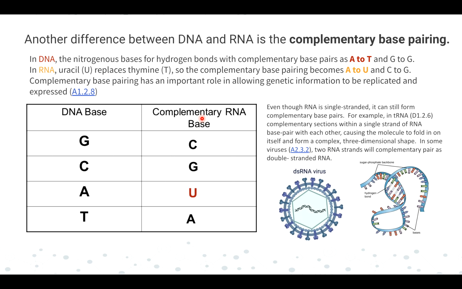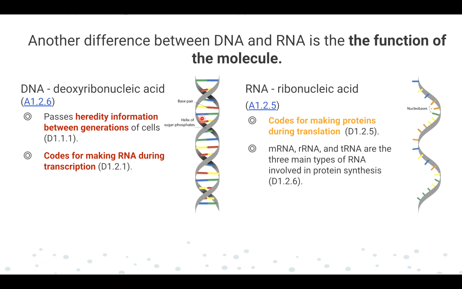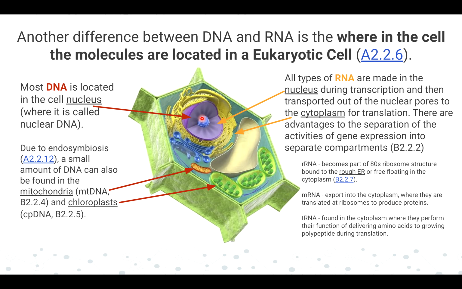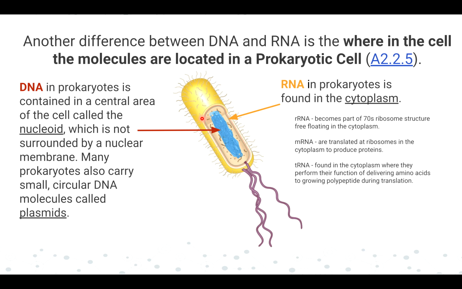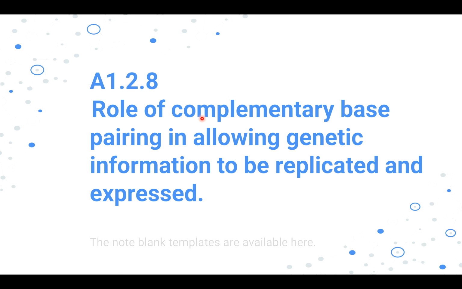Sixth, complementary base pairing you can discuss. Seventh, function. DNA helps in passing the information and making RNA. RNA function is to make protein. Another difference is DNA is present in cell organelles as well as the nucleus, whereas RNA is only found in the nucleus, which is formed by transcription. So there is a possibility of getting a 5 or 6 marks question from here. Write the difference.